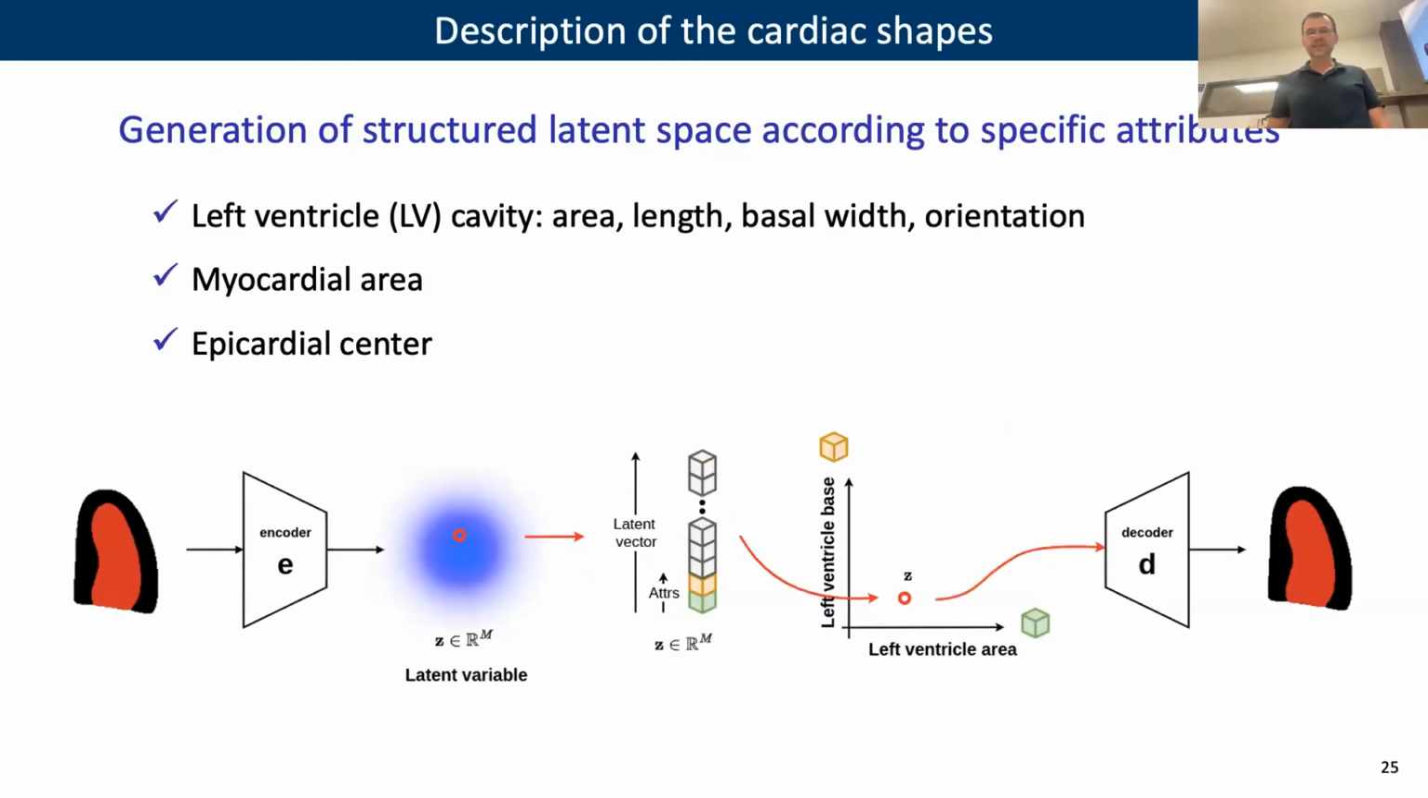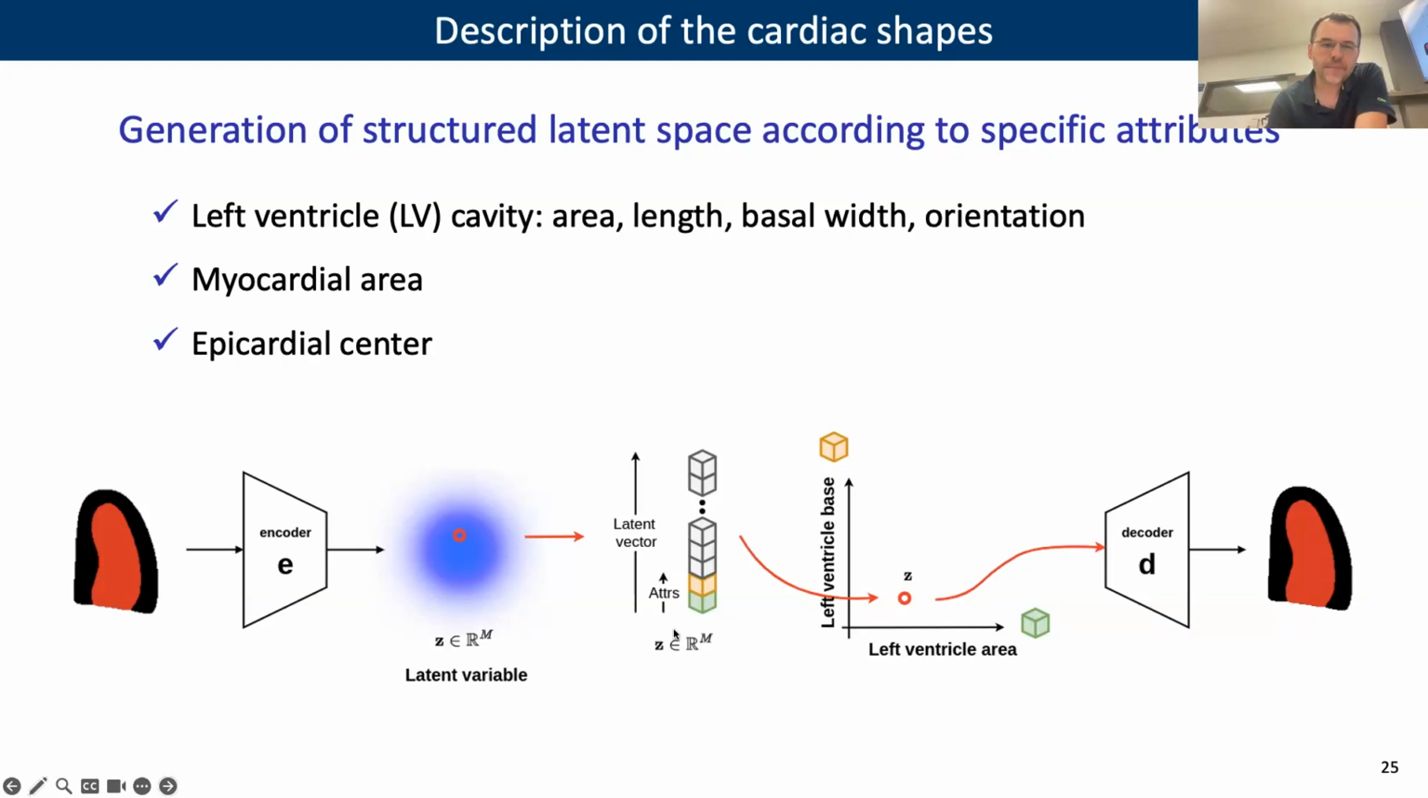So this is exactly what we did. We start again with our mask. We define meaningful attributes in terms of anatomy. So for instance, for the left ventricle, the cavity of the left ventricle, we define the area, the length, and the basal width, which is very important because this is where the blood flows. So the width is very important. The orientation for the myocardial, the area, and for the epicardial, which is this interface, the center, which allows performing some kind of registration in the latent space, but I do not go into details.